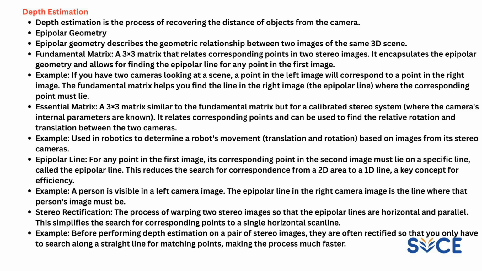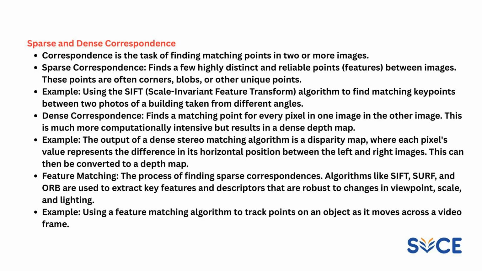Next, we can talk about sparse versus dense correspondence. I'll just give an intro about that. Let's start with a simple idea. Suppose you have two photos of the same scene, as we discussed before, say a building taken from slightly different angles. To relate them, the computer has to figure out which point in image A matches which point in image B. That's what we call a correspondence.